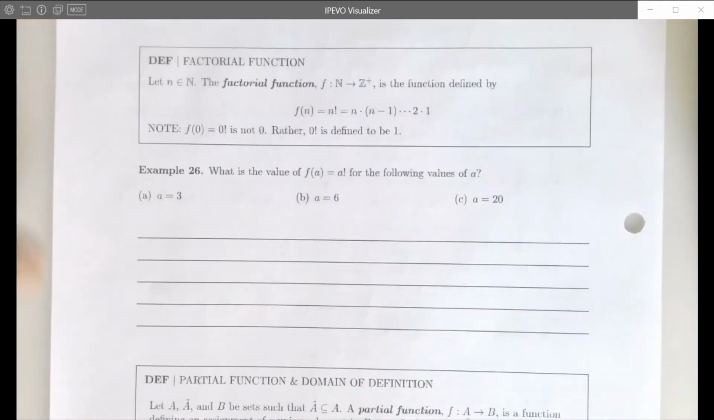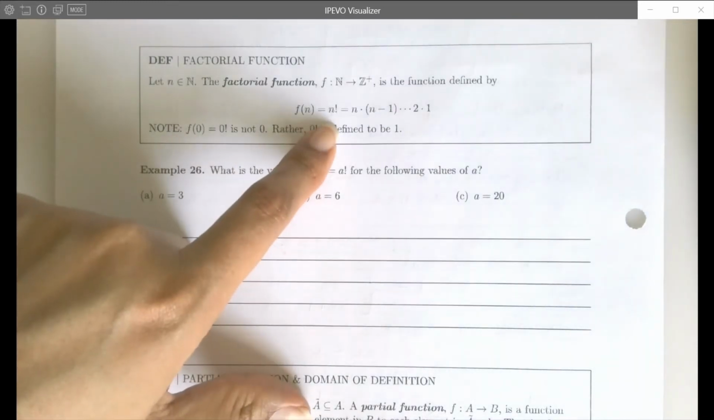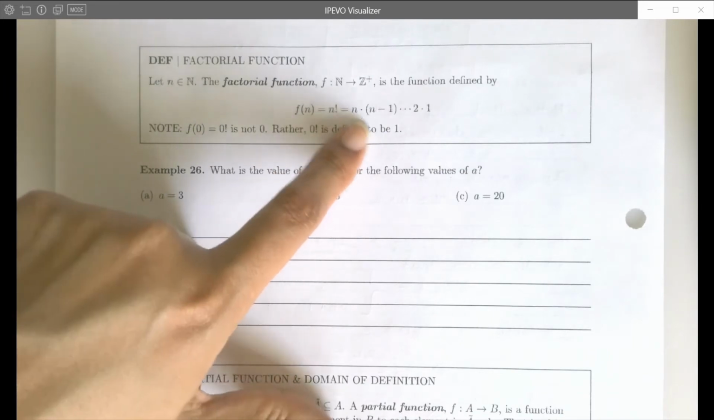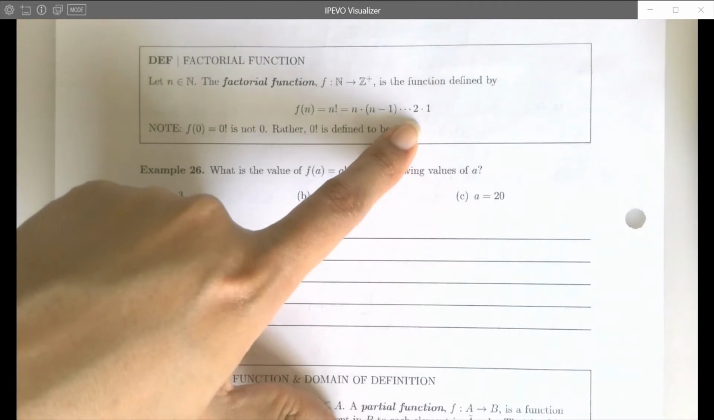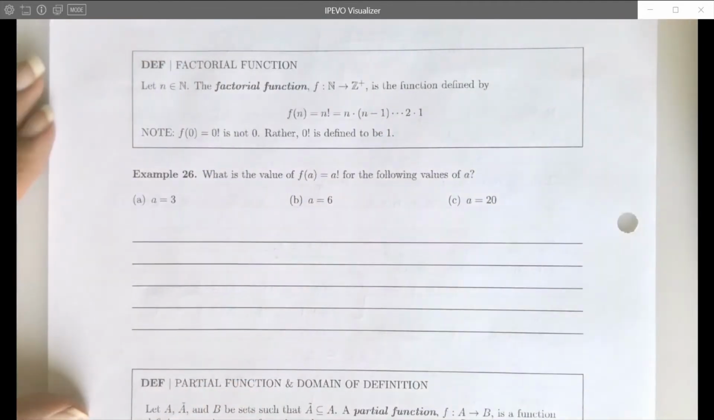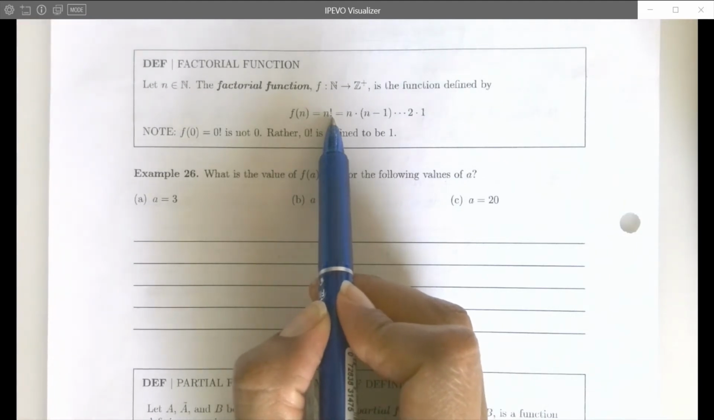All right, we're now going to take a look at the factorial function. We're going to let n be a natural number, and so that means that it could be 0, 1, or any other positive integer. The factorial function is defined from the set of natural numbers to the set of positive numbers, and it is defined to be the product of n times n minus 1 times n minus 2, all the way down to times 2 times 1. And so in short, that's written just with this exclamation mark.